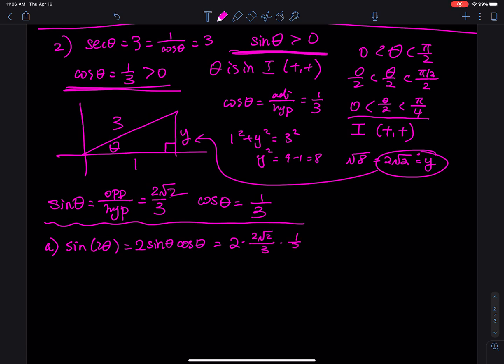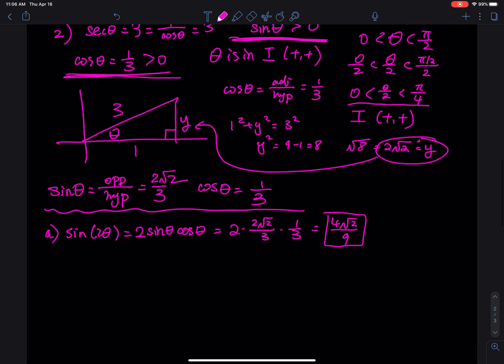And then times 1/3. So overall, you have 4 root 2 divided by 9. Oh, don't use decimal. Do not approximate this. You have to provide the exact value. Approximation is not acceptable. It doesn't matter which class you're in, doesn't matter which textbook you are using.